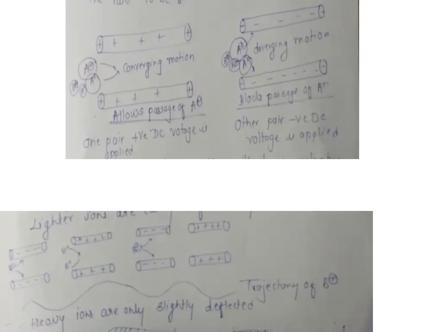As I've said, we apply DC voltage with opposite polarities. Here we have one positive pair and another negative pair. The polarity of it is not changing. At the same time, onto those rods, we are also applying an RF or AC voltage. Now, the AC voltage magnitude as well as the polarity will go on changing.